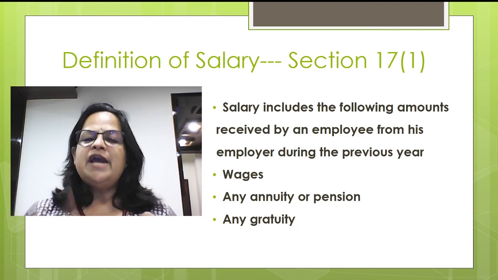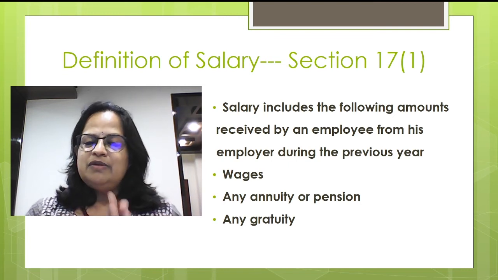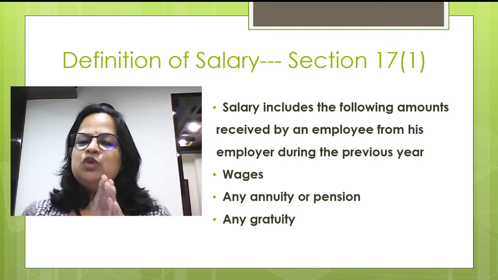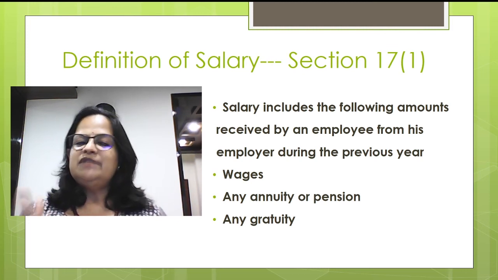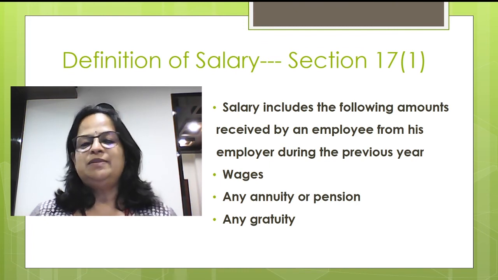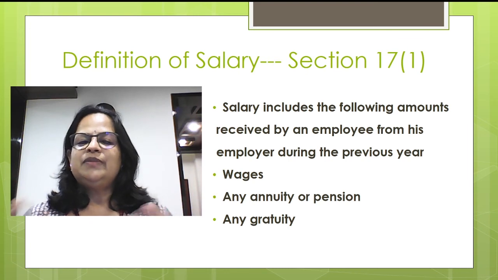Next one is any annuity or pension. You know that your working life will be over after you serve. While in service you will be getting salary. After service, after retirement, what you get will be your normal pension, that will be taxable. This computation of pension we have to learn in detail in the salary chapter.